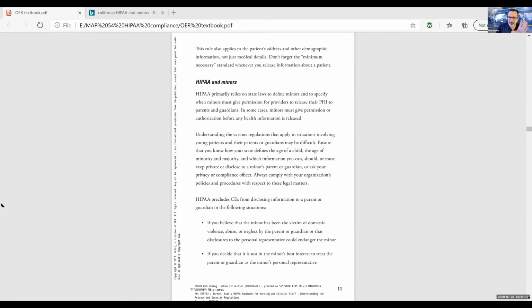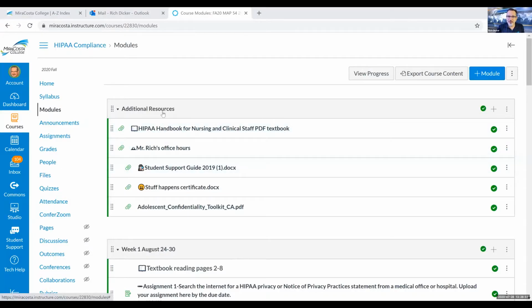So in looking at that first statement, it says HIPAA primarily relies on state laws to define minors and to specify when minors must give permission to providers to release their PHI. I've gone ahead and provided you with a little handout that pertains just to California, and that will be found in your Canvas course shell. Under additional resources, there is a handout right here, the Adolescent Confidentiality Toolkit for the state of California.